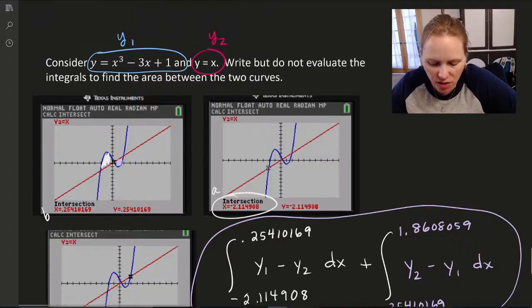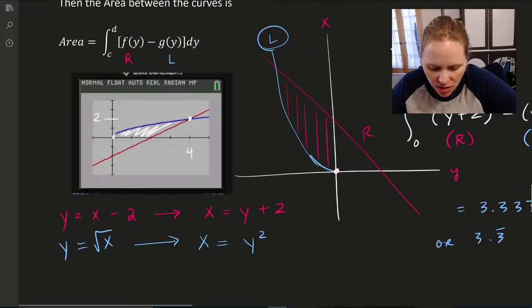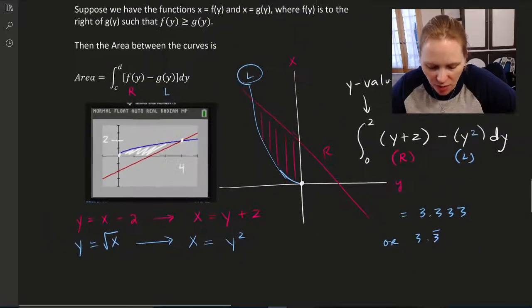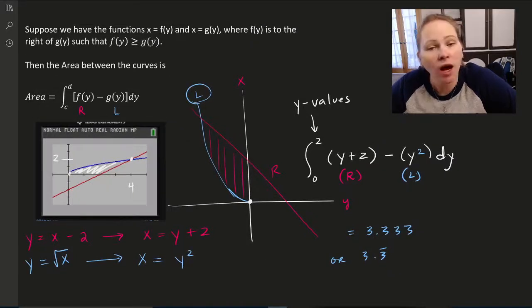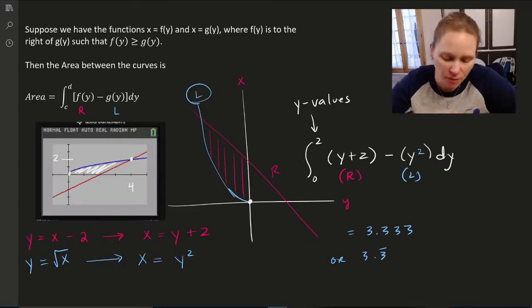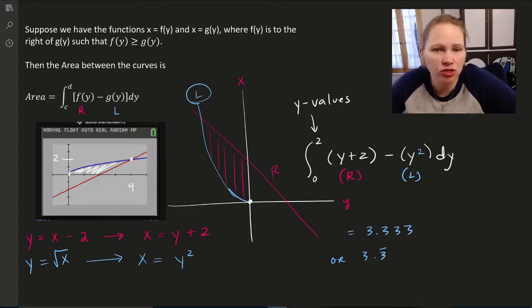The other consideration is to always think about, is there a better way to set up my integral? Can I set it up using a dy? And remember, we can use dy when there's a clear right and left curve. In the example we just did, there was no clear right and left curve. So here, there was a clear right and left curve. So when I look for the upper and the lower and think about them right and left, it was very clear. And then I just use all y values.